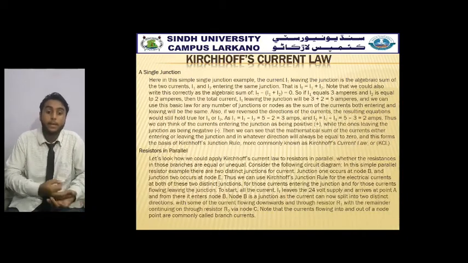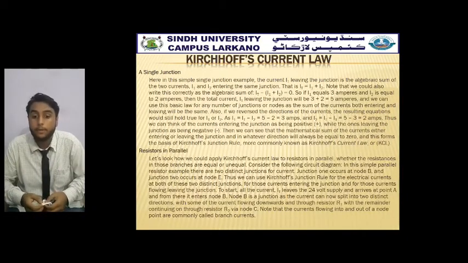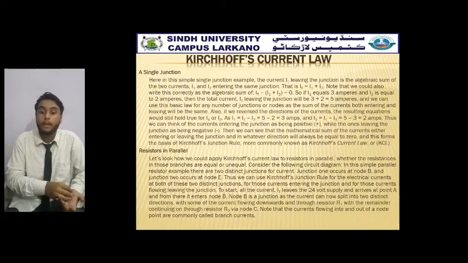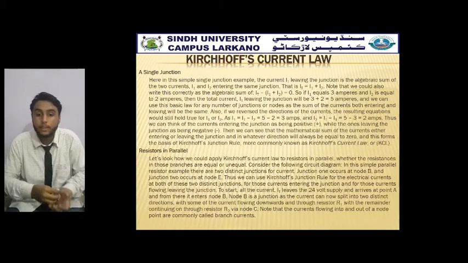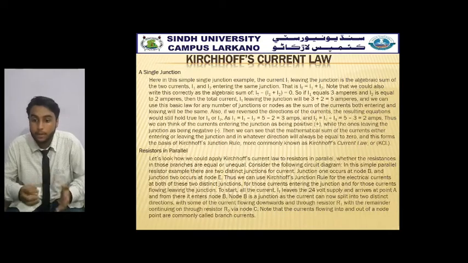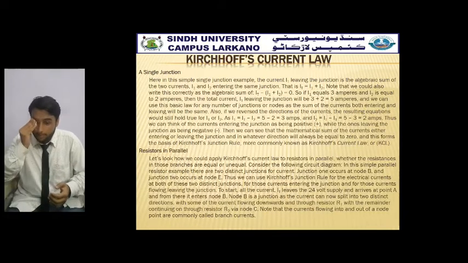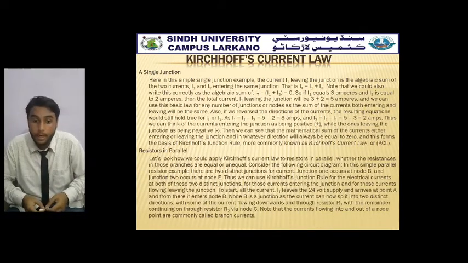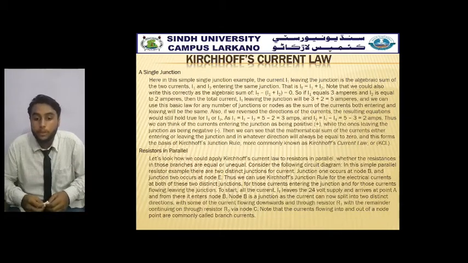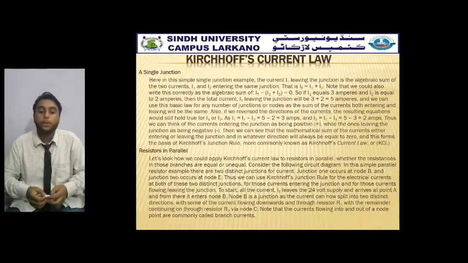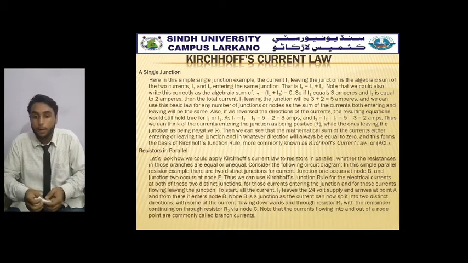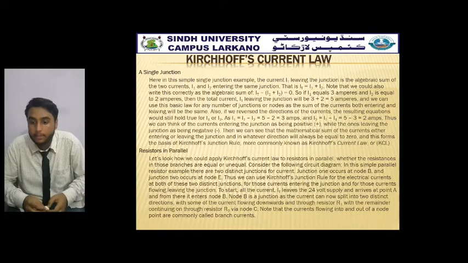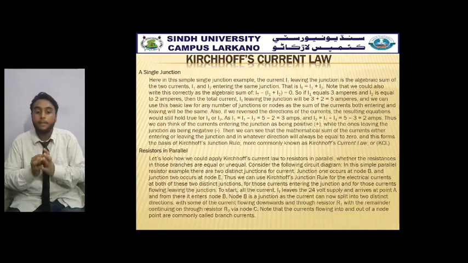Resistors in parallel. Let's look at how we could apply Kirchhoff's current law to parallel resistors, whether the resistors in the branches are equal or unequal. Consider the following diagram of a simple parallel resistor circuit. In this example, there are two distinct junctions of the current: junction 1 across node B and junction 2 across node E. Thus we can use the Kirchhoff junction rule for the electric current at both of these two junctions, for the current entering and for the current leaving the junction.